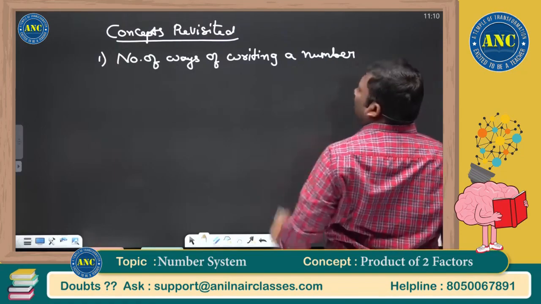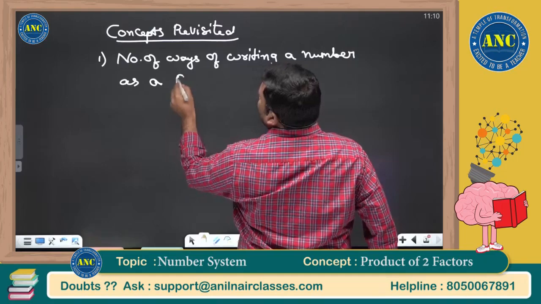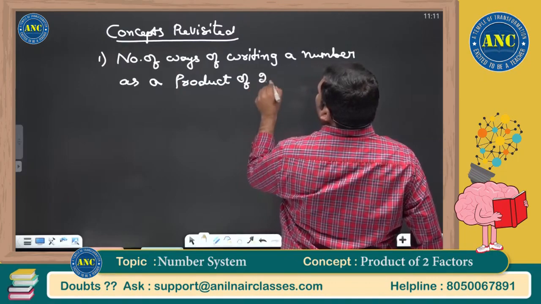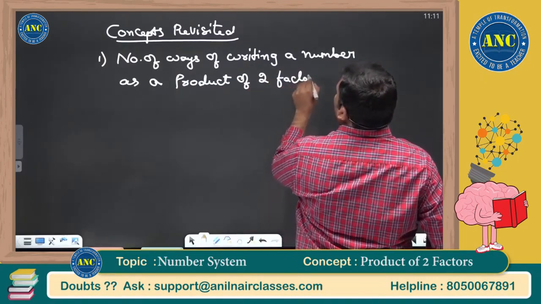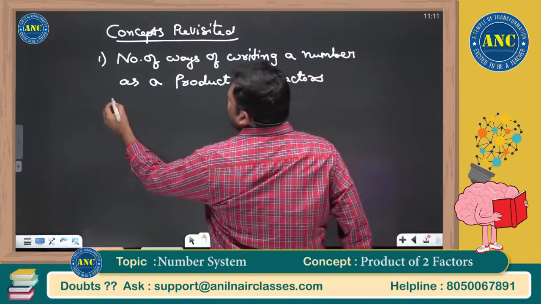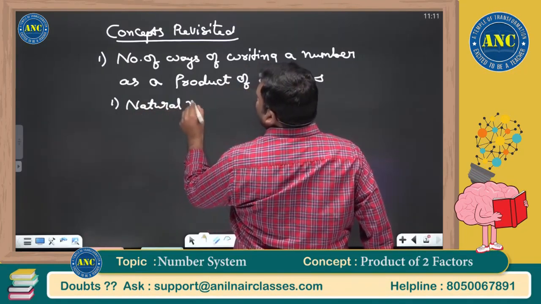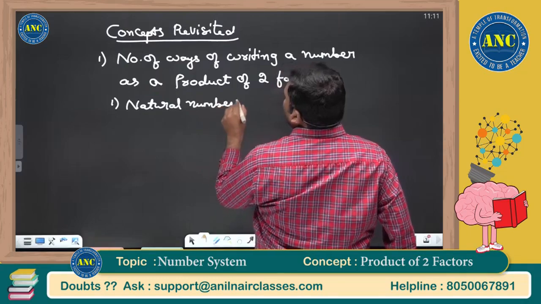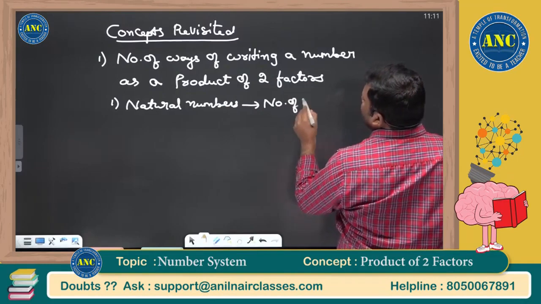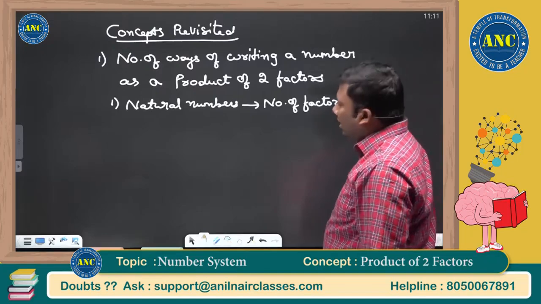Number of ways of writing a number as a product of two factors. What we discussed first is, if it is natural numbers, the answer is nothing but the number of factors.